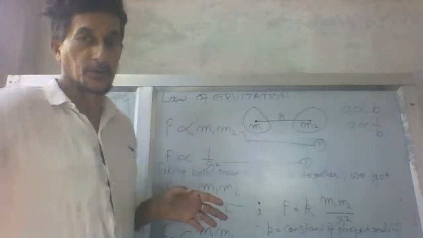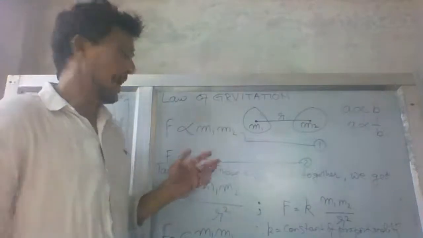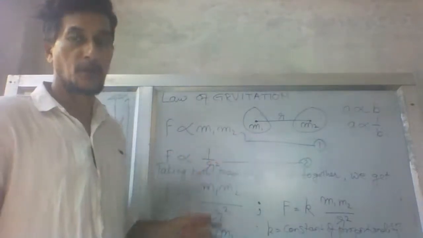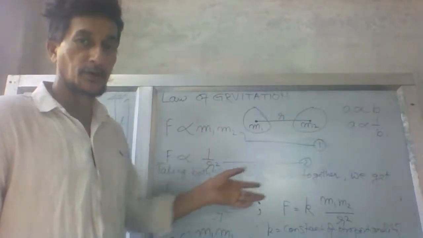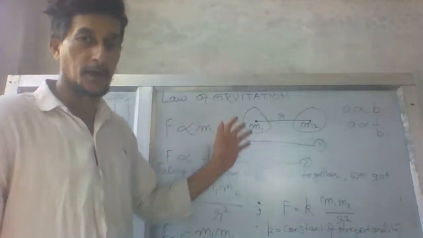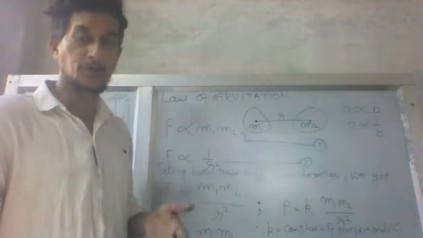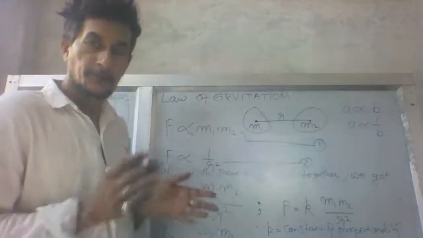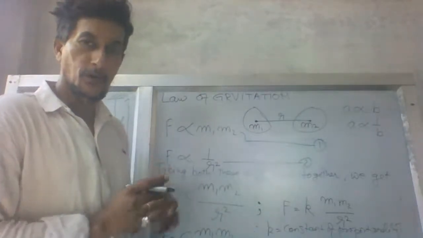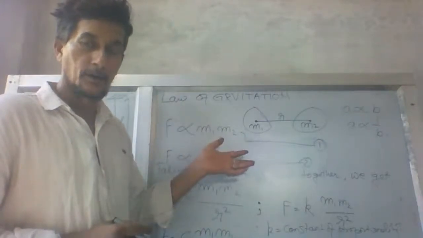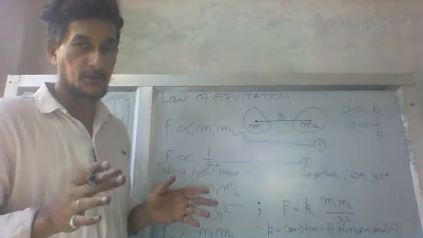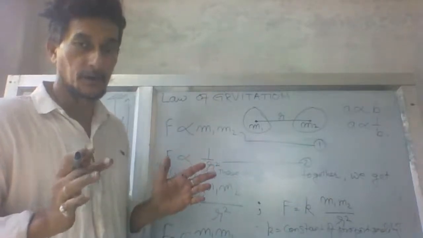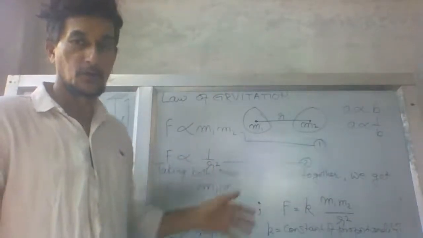Taking both equations together, now F is proportional to m1 m2 upon r square. Removing the proportionality sign and putting the equal to, F is equal to k m1 m2 upon r square. K is known as the proportionality constant. And the value of the proportionality constant for the law of gravitation is capital G. Capital G is the universal gravitational constant. So F is equal to G m1 m2 upon r square.